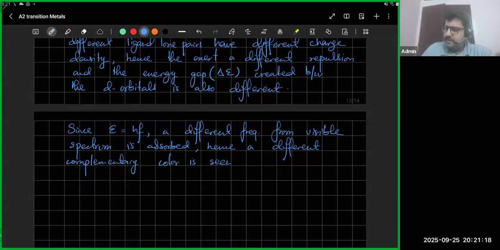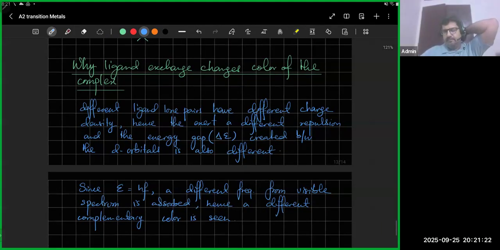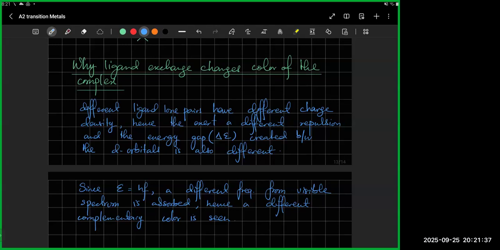It depends on the marks that the question carries, but mostly it's going to be a three or 4 mark question. ठीक है, ये भी clear है why changing ligands would change the color of the complex. Is that clear? Clear है ये? Yes, sir.